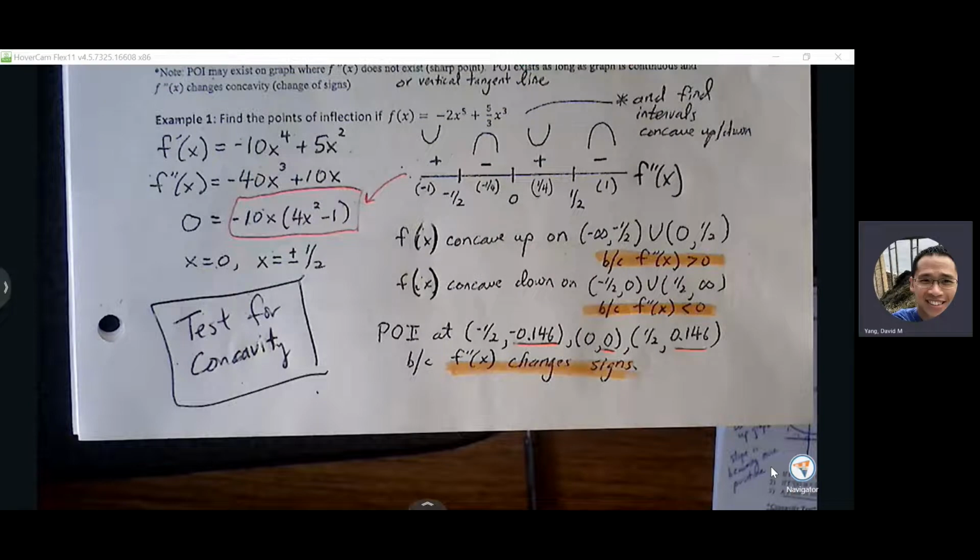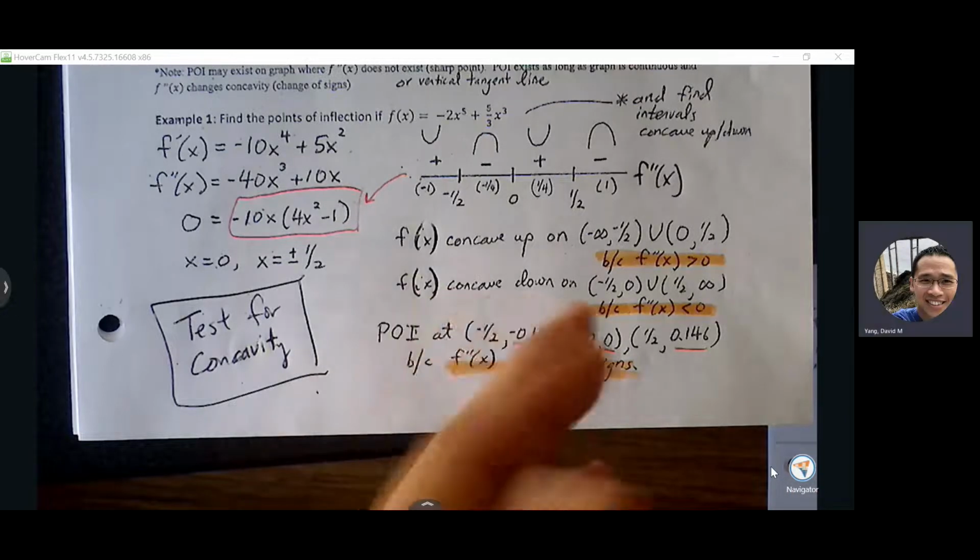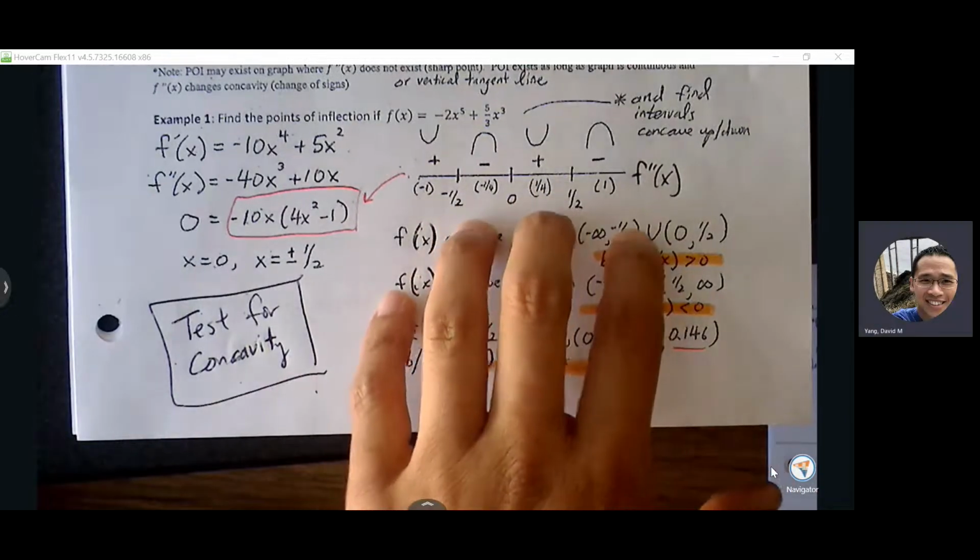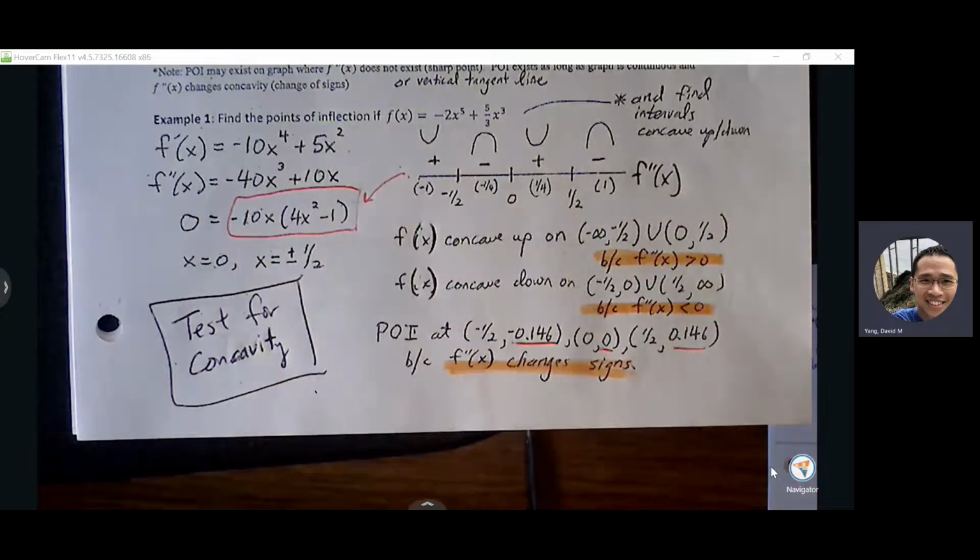I want us to briefly go over the last topic, which is called the second derivative test. And this looks like something that would be called the second derivative test, but the second derivative test is named for something else. Okay, so we'll talk about that on the next page. Okay, so page 14.